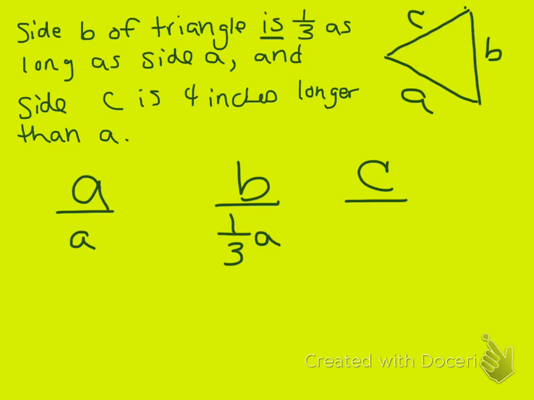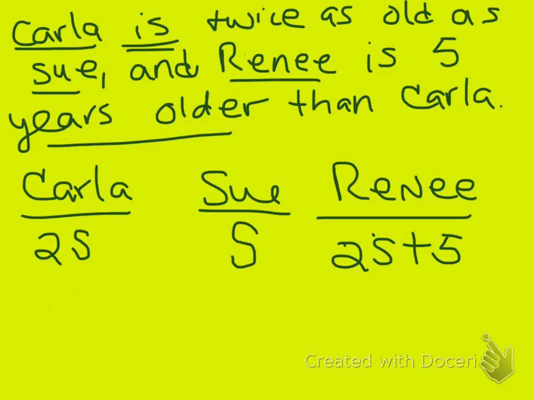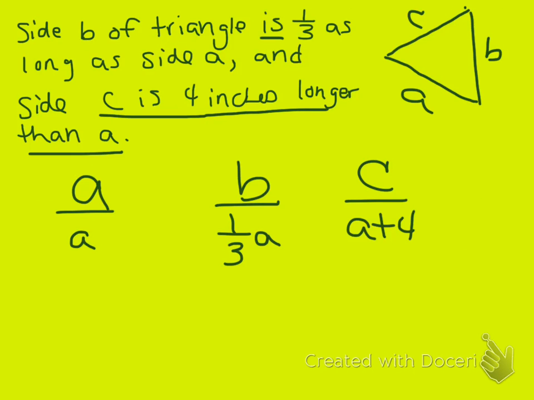It says side B is 4 inches longer than A. Wait, you mean side C? I'm sorry, side C is 4 inches longer than A. So A plus 4. Yes. We're just done. That's it, because it's not comparing C with B. Last time we had compared it. Renee was compared to Carla in the last sentence. But this one, C is compared to A.